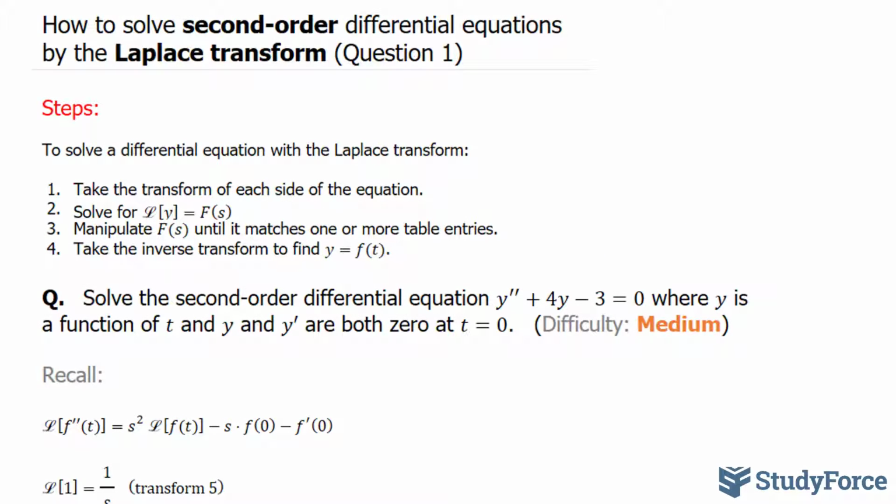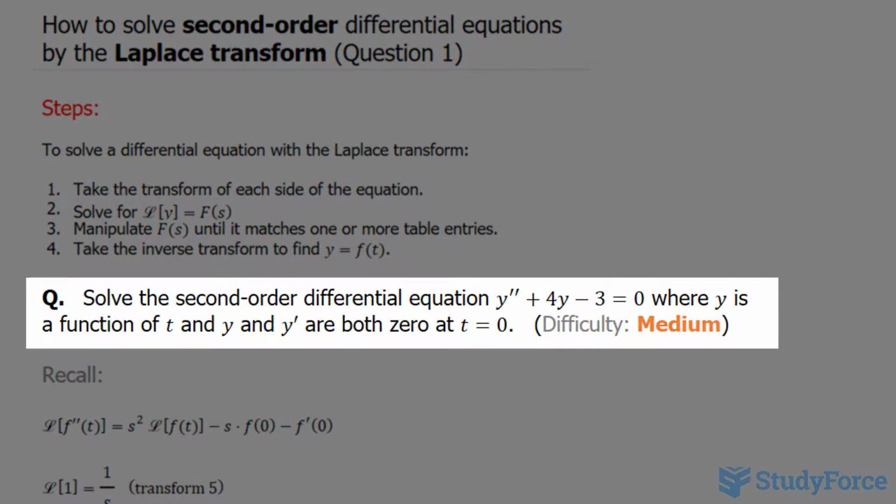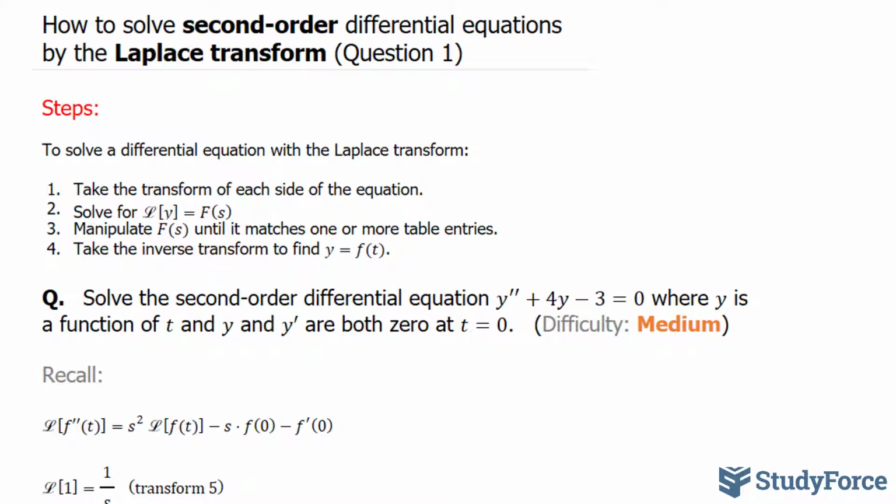In this lesson, I'll show you how to solve second-order differential equations by the Laplace transform. This is question number 1 in the series. The question reads, solve the second-order differential equation y double prime plus 4 times y minus 3 is equal to 0, where y is a function of t and y prime are both 0 at t is equal to 0.